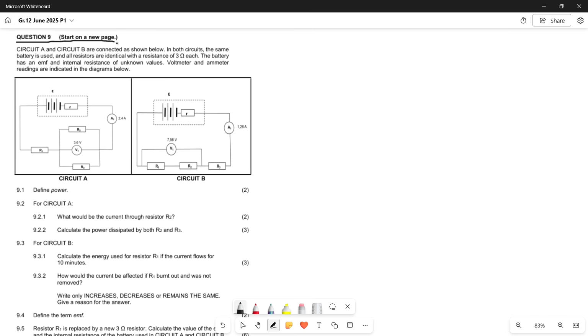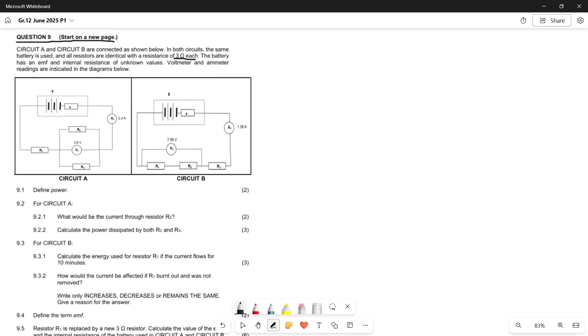So question 9 over here says circuit A and circuit B, so A and B, are connected as shown below. In both circuits, exactly the same battery is used, and all resistors are identical with a resistance of 3 ohms each. Very important. So that guy's 3 ohms, 3 ohms, 3 ohms. Same thing here. Each resistor is 3 ohms, just in different combinations.